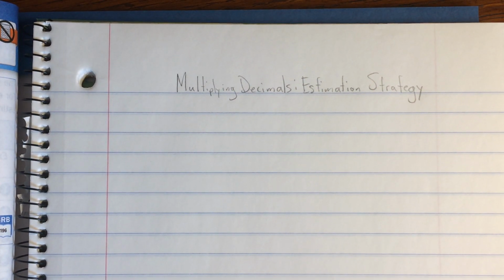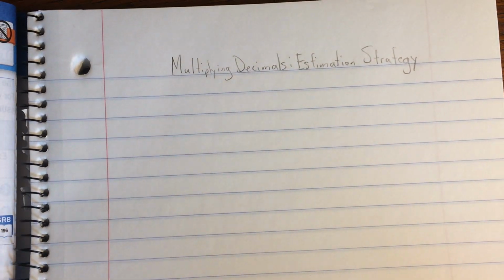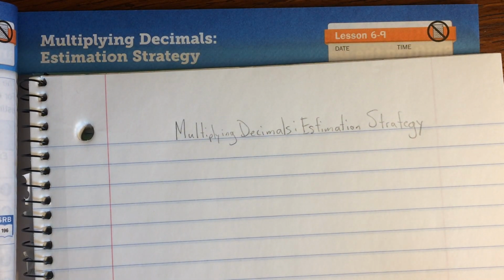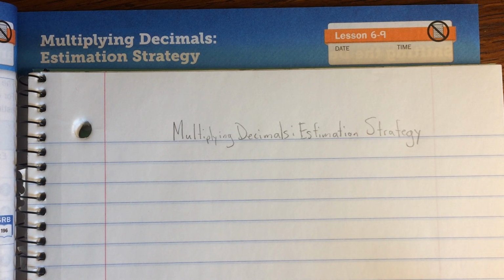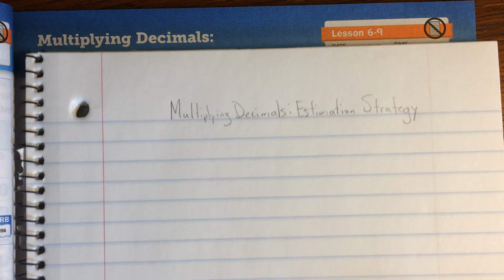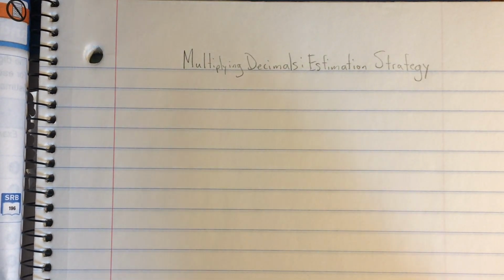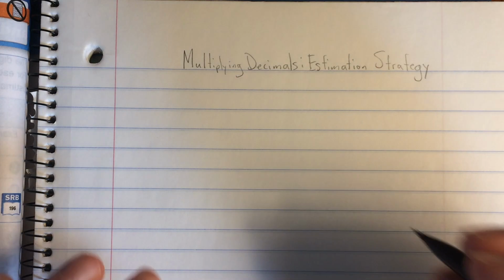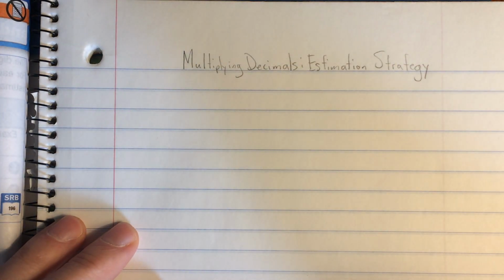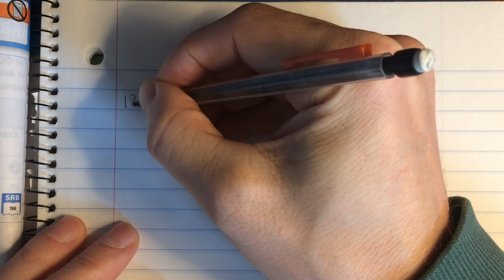Welcome to lesson 6-9, page 219. This is for 5th grade, multiplying decimals using the estimation strategy. Okay, this could get complicated, so let's break it down step by step. I'll try to take it as slow as I can while not boring you too much. Here's our example problem.